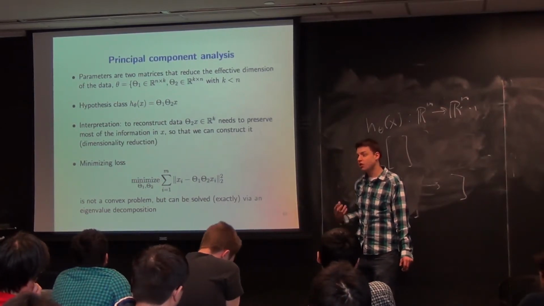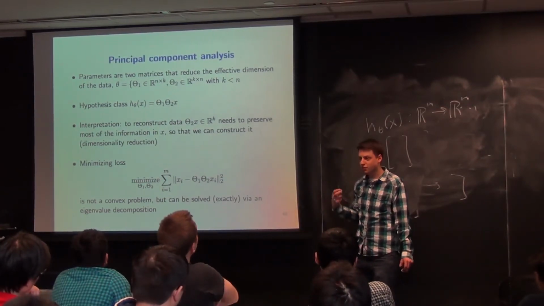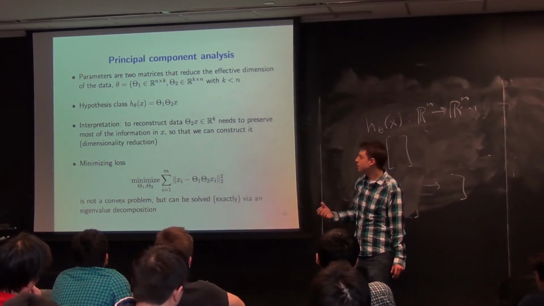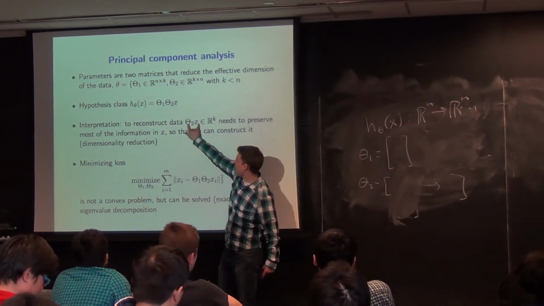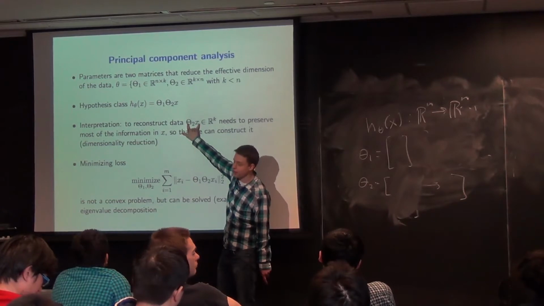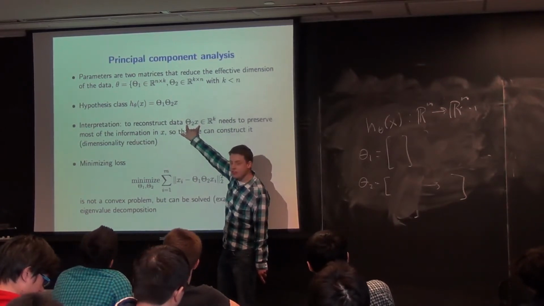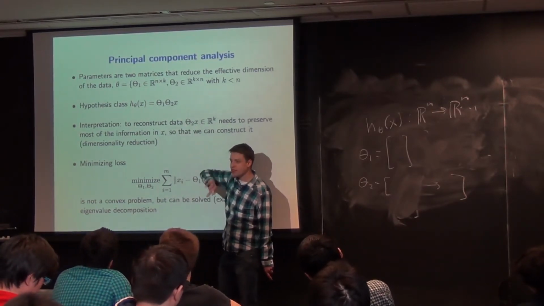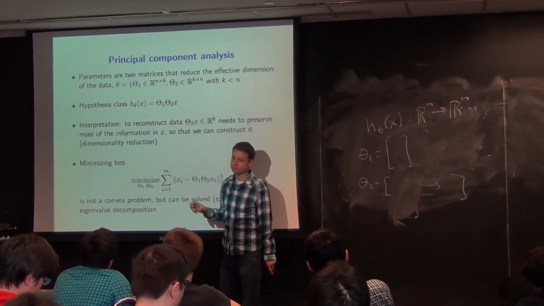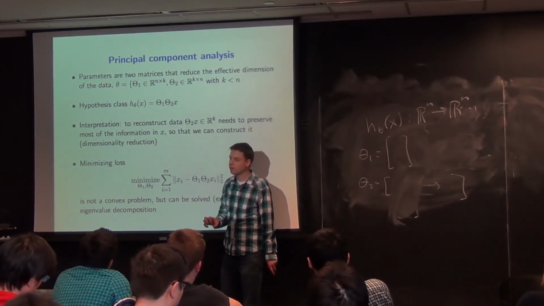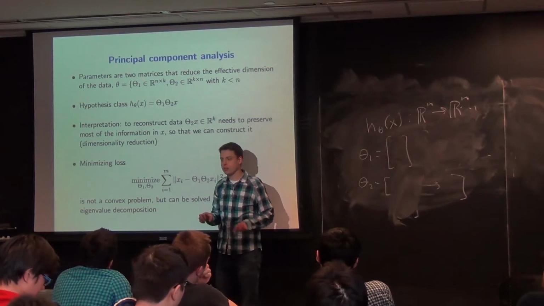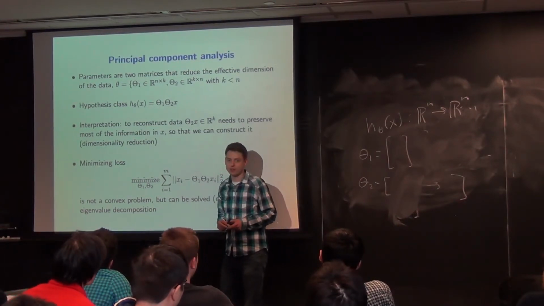And for this reason, it's sometimes also called a dimensionality reduction algorithm, because this quantity, theta 2 times x, you can think of as a reduced dimension representation of x. It captures the same quality of x without actually being as high dimensional as the full x.